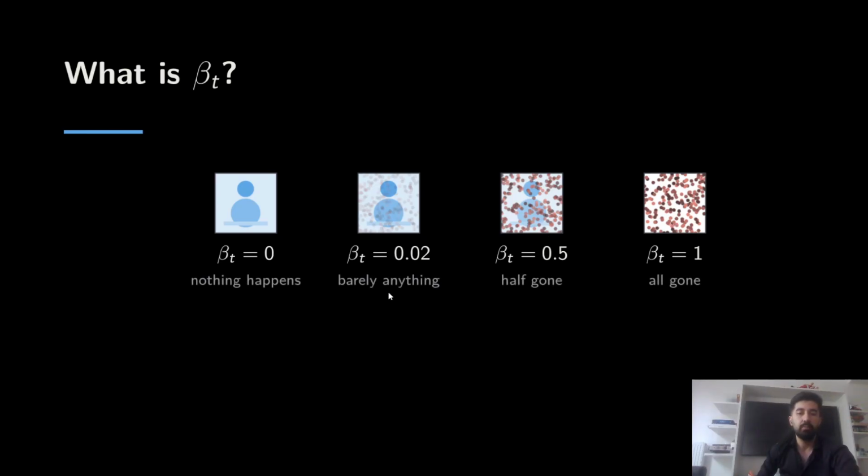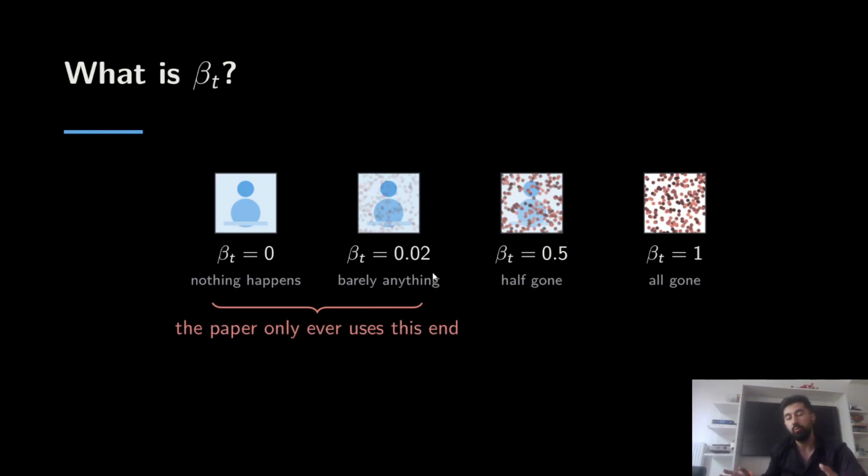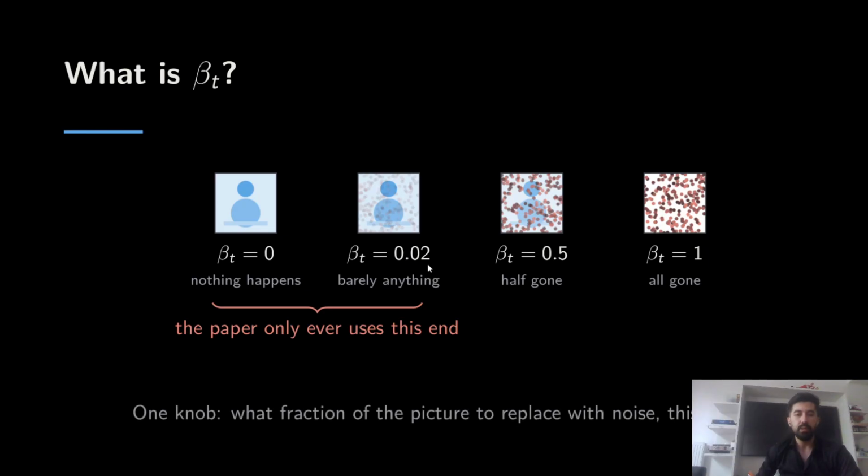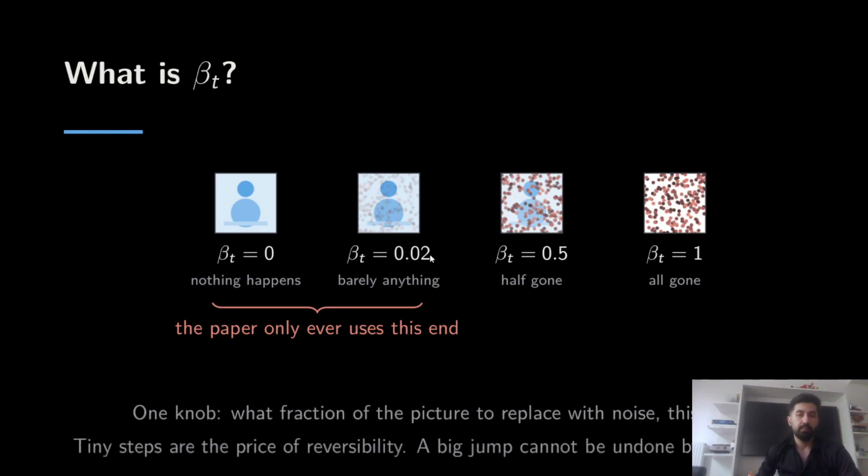So beta basically answers the question, how much do you want me to destroy this image? And the paper uses 0.02. So yeah, this is about beta. And now a question, which is why do we blur it just a tiny bit? So in the forward process, as I said at the beginning, we're going from an initial image to complete noise. Why do we do it 1,000 times, introducing just a bit of noise every time?